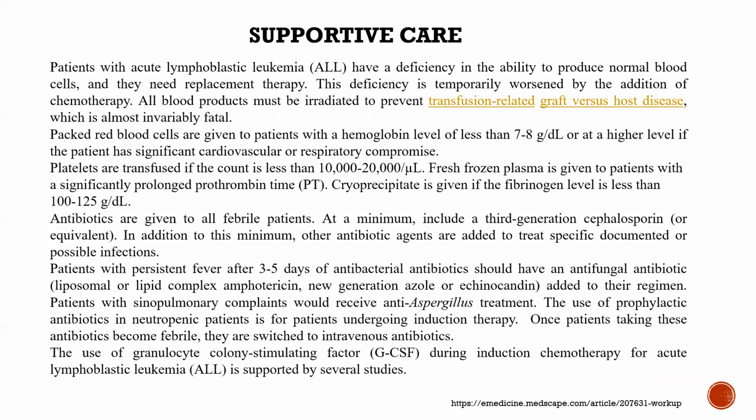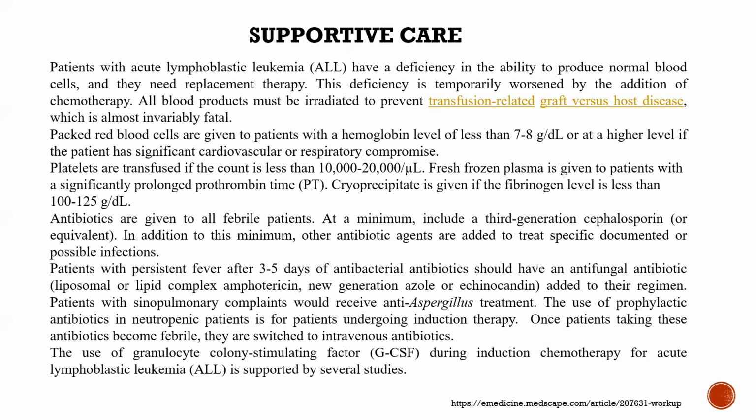Platelets are transfused at a count less than 10 per nanoliter. Fresh frozen plasma is given to patients with a significantly prolonged prothrombin time. Cryoprecipitate is given if the fibrinogen level is less than 100 milligrams per deciliter. Antibiotics are given to all febrile patients, and at minimum include a third-generation cephalosporin. In addition to this minimum, other antibiotic agents are added to treat specific documented or possible infections.